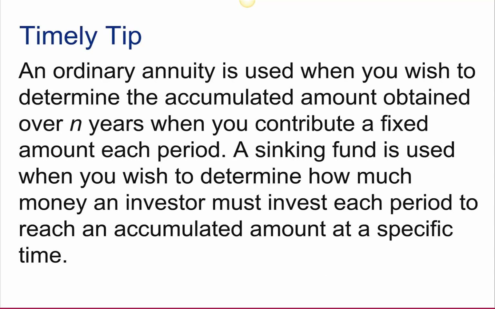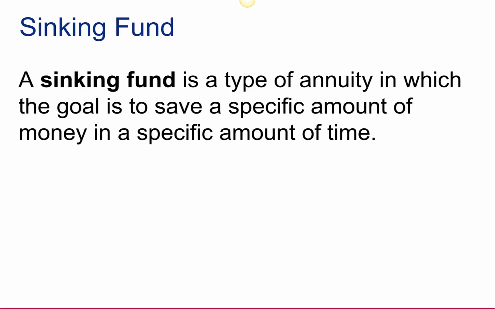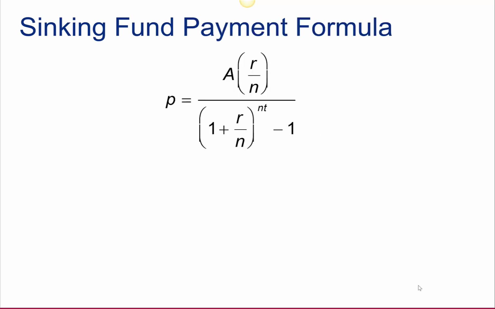An ordinary annuity is used when you wish to determine the accumulated amount obtained over n years when you contribute a fixed amount each period. A sinking fund is used when you want to determine how much you need to invest each period to reach a particular goal. And that's called a sinking fund. So this is a type of annuity into which the goal is to save a specified amount of money in a specified period of time.